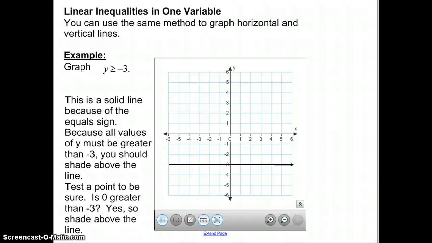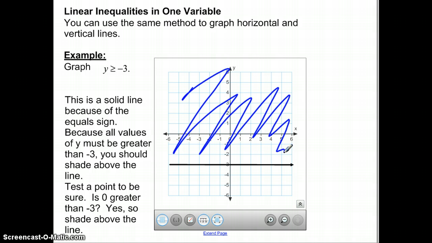That is a horizontal line going across at negative 3. Because it has a greater than or equal to sign, it's going to be a solid line. And because all values of y must be greater than negative 3, you're going to shade above the line. So we're going to shade all of this up here.